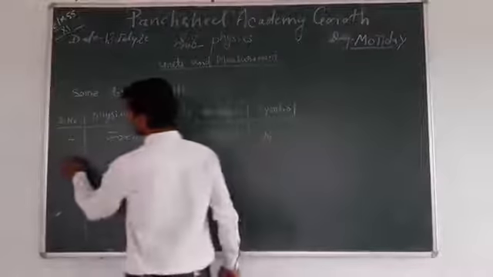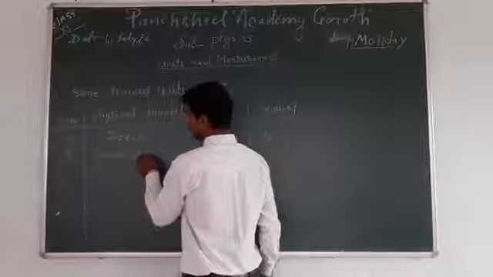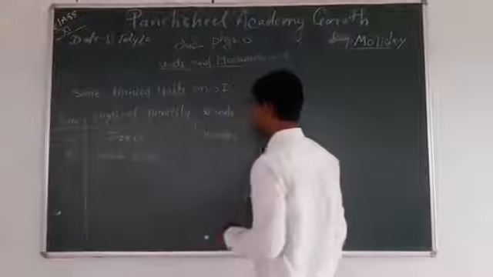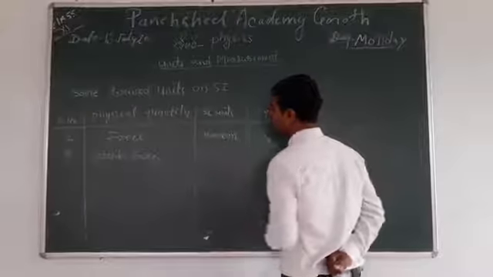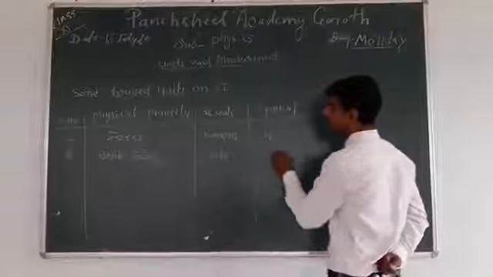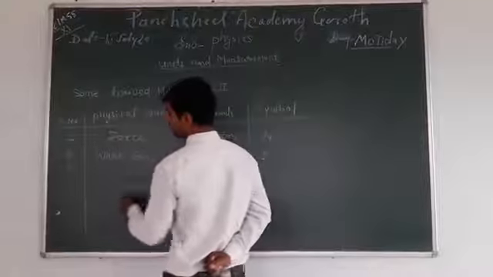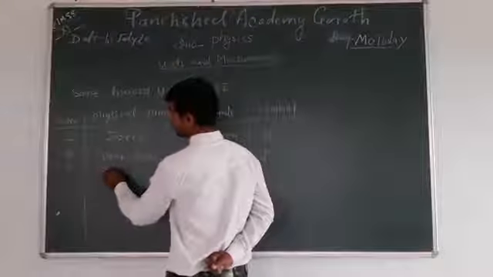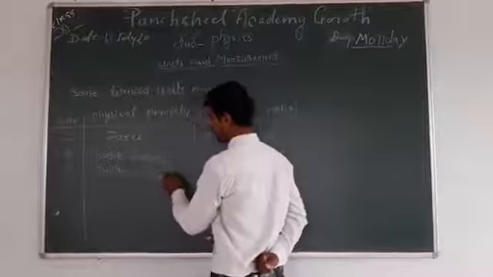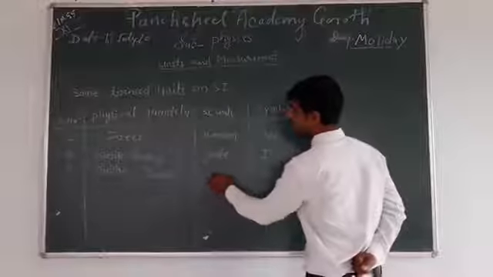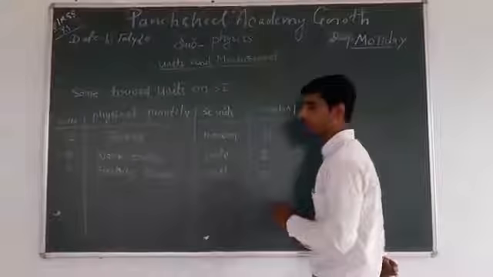Second, work or energy. Work and energy are always measured in joule. Joule is a unit, and its symbol is capital J. Third one is electric power. The SI unit of electric power is watt, and it is denoted by capital W.